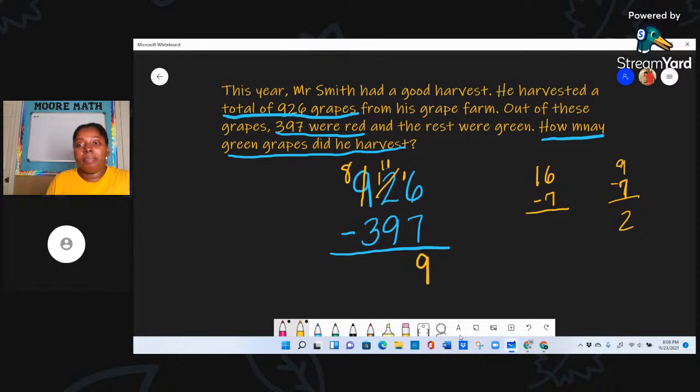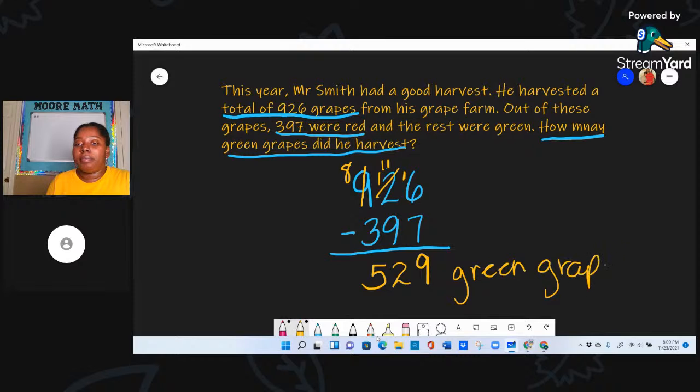Good. All right. 11 minus 9 is 2. Good. 8 minus 3 is 5. Excellent. Okay. So 529, what does 529 represent? The green grapes. Good. 529 green grapes. Excellent.